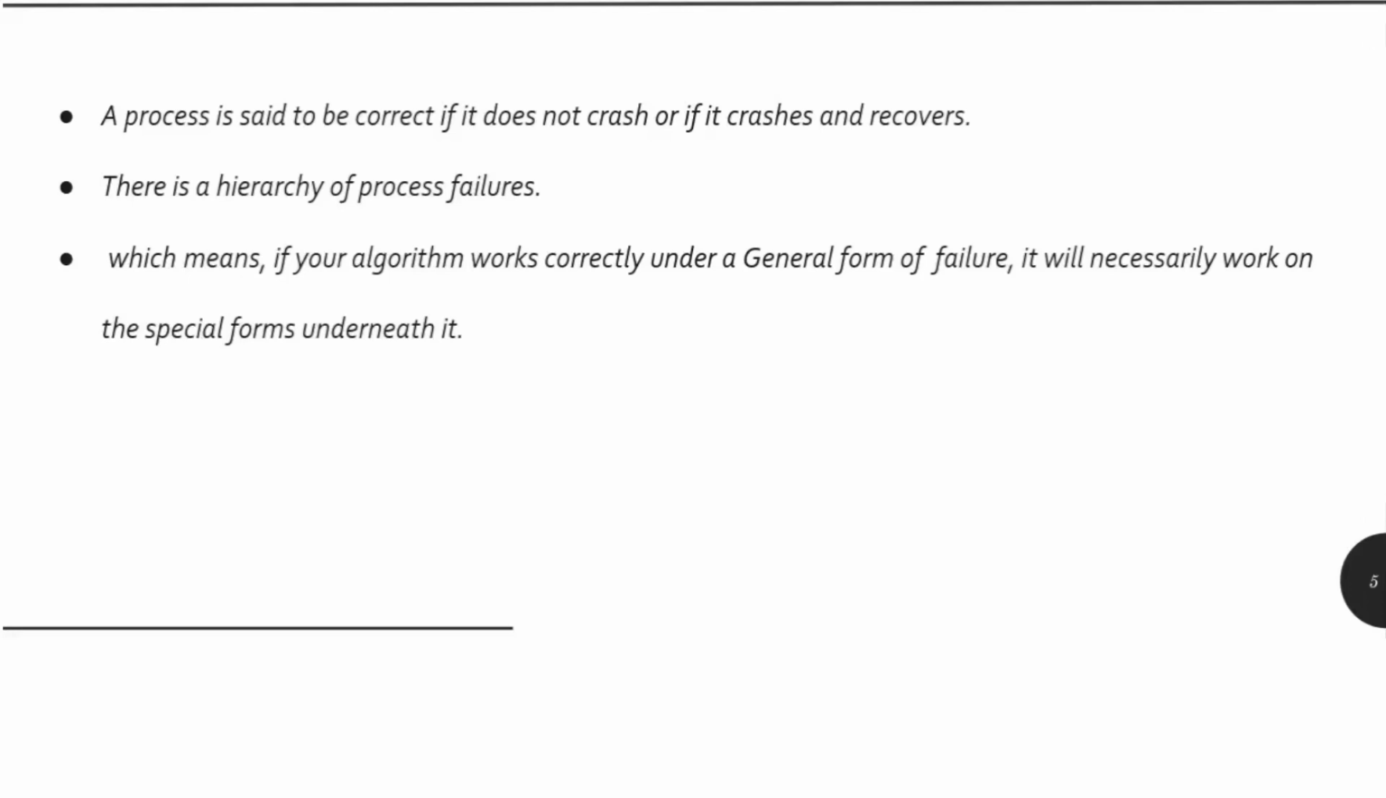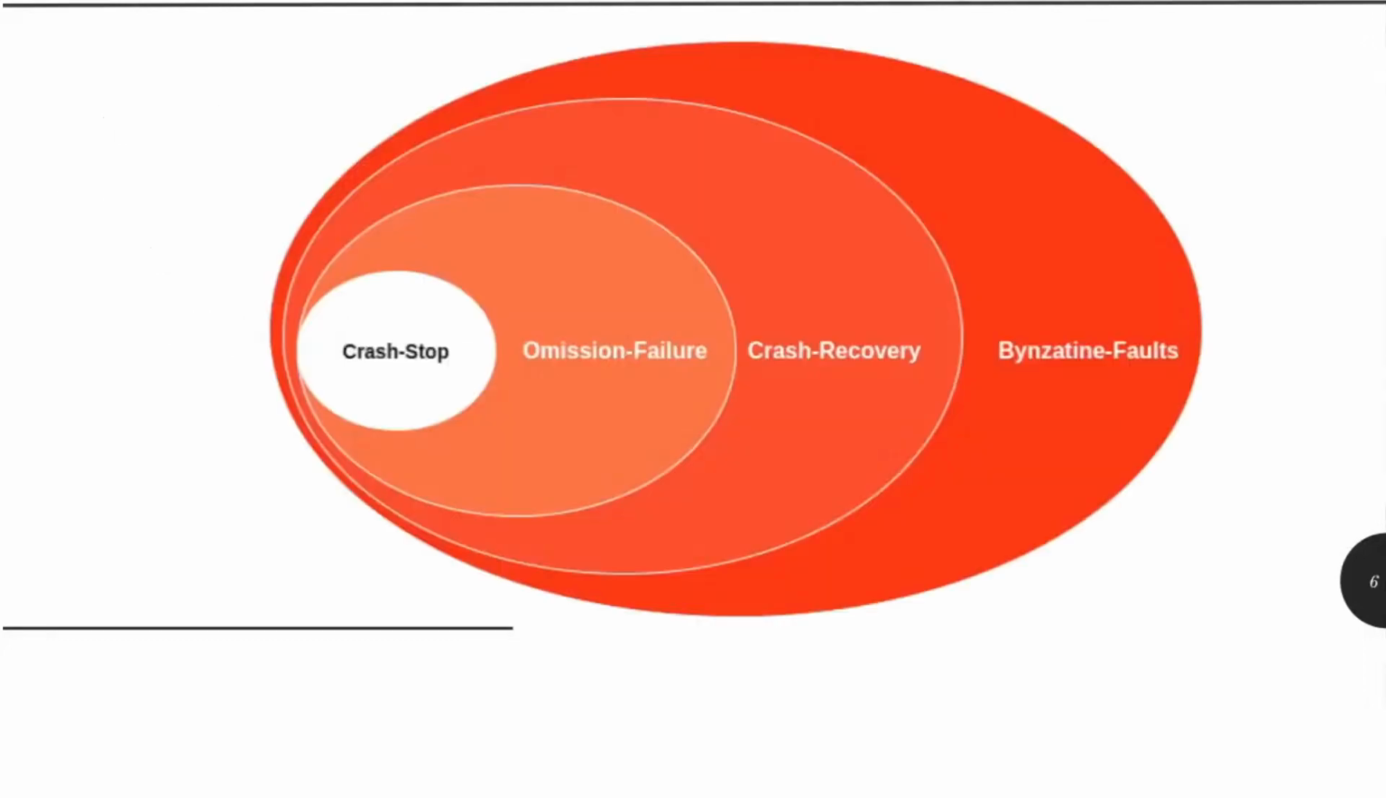And there is a hierarchy of process failures, which means if your algorithm works correctly under a general form of failure, it will necessarily work on the special forms underneath. Let me explain what I meant by a hierarchy of process failures. So if I create an algorithm that solves the omission failure, which means it can tolerate processes having the inability to send or receive messages with each other, then automatically, if they start communicating, by definition they are taking steps, which means I already solved both of these. I solved crash stop and I solved omission failure.